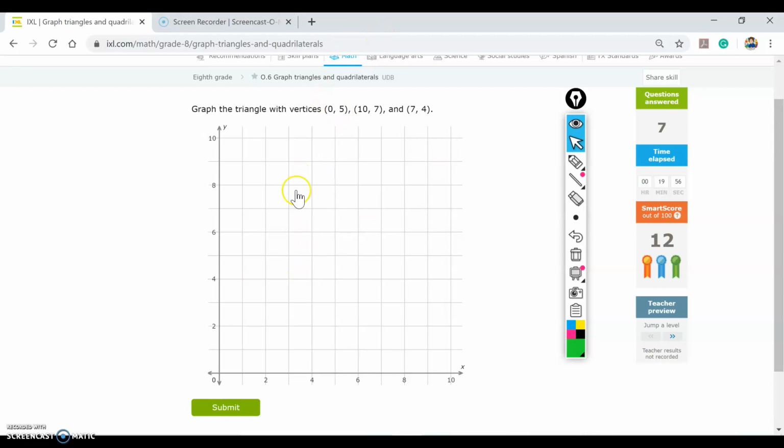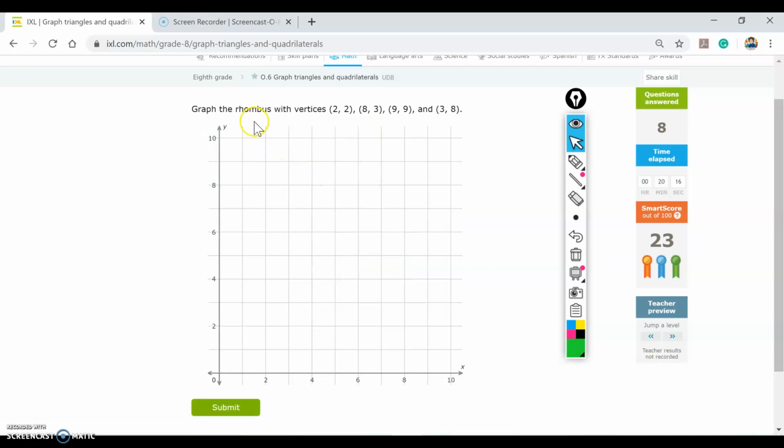The first coordinate is 0, 5, which is right here. Then 10, 7, which is right here. And then 7, 4, which is right there. And we form our triangle.